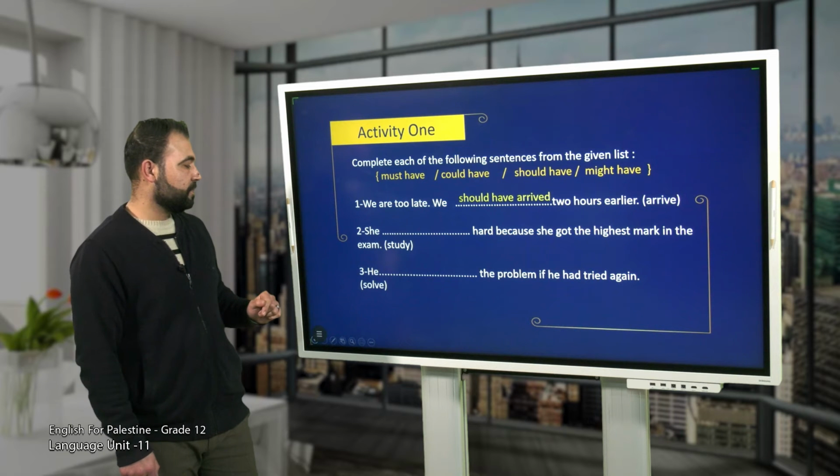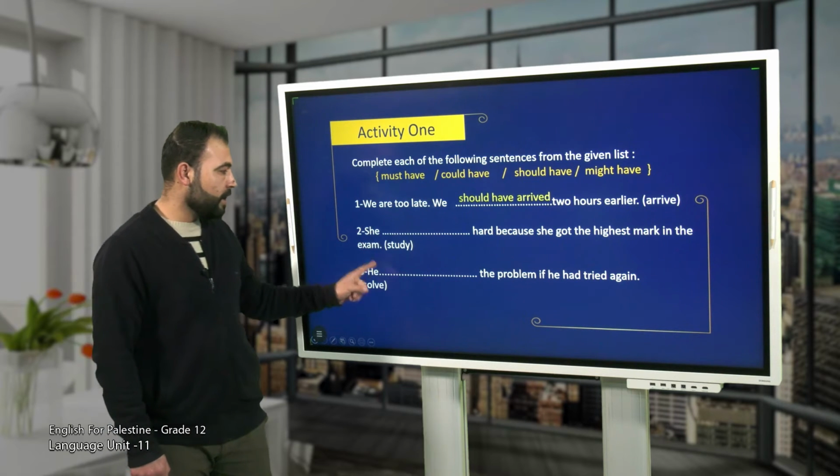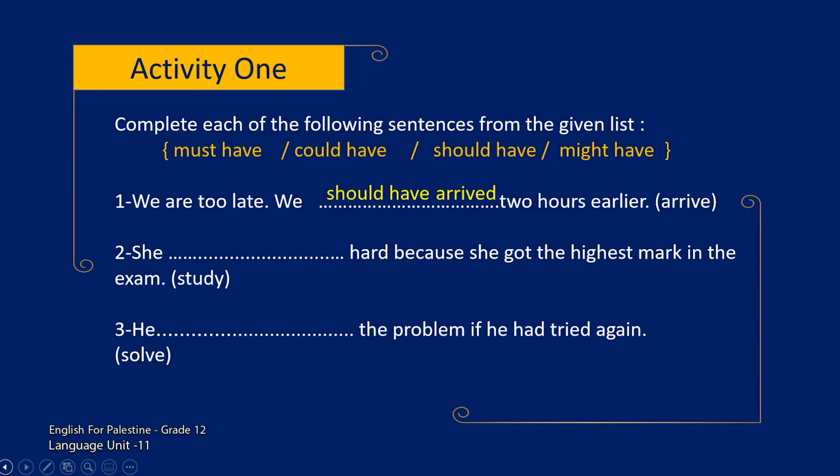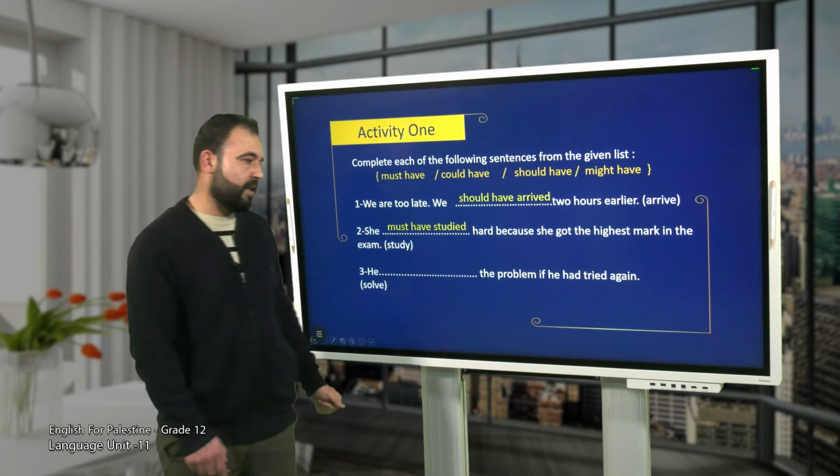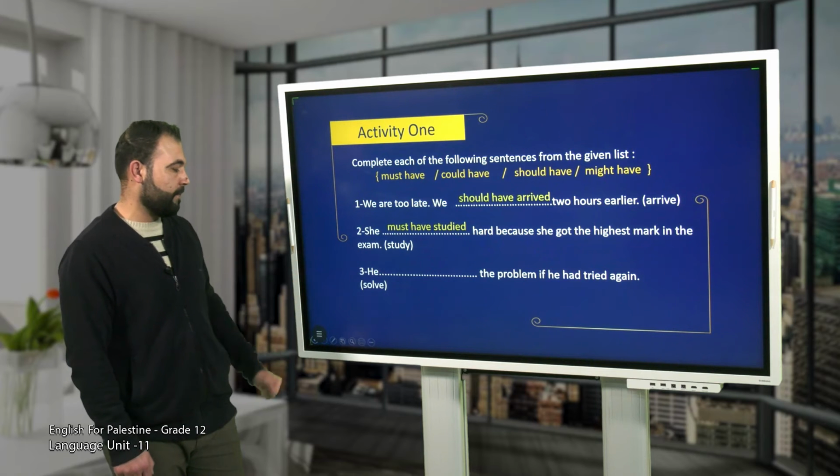Sentence number 2. She blank hard because she got the highest mark in the exam. She got the highest mark in the exam. Why? She must have studied hard. It's the only logical conclusion which is related to the past. She must have studied hard because she got the highest mark in the exam.